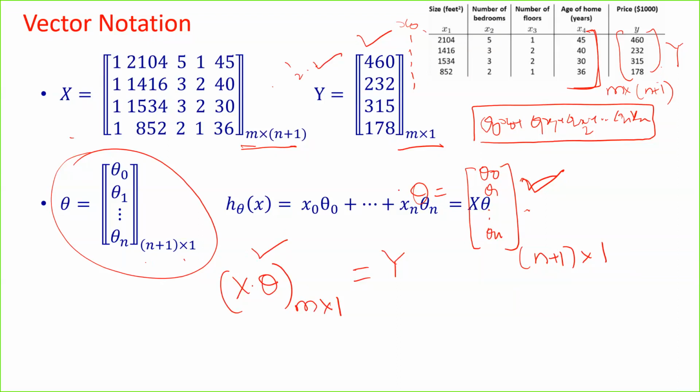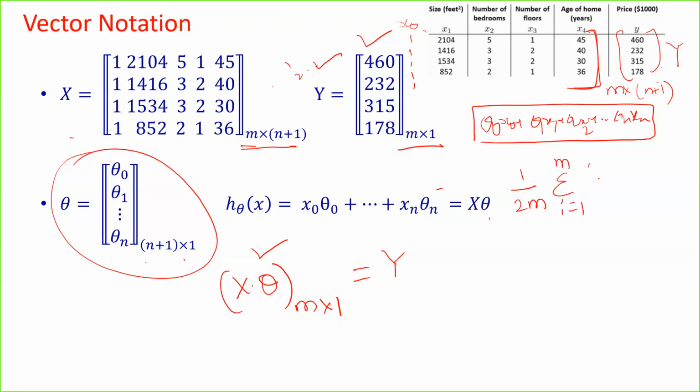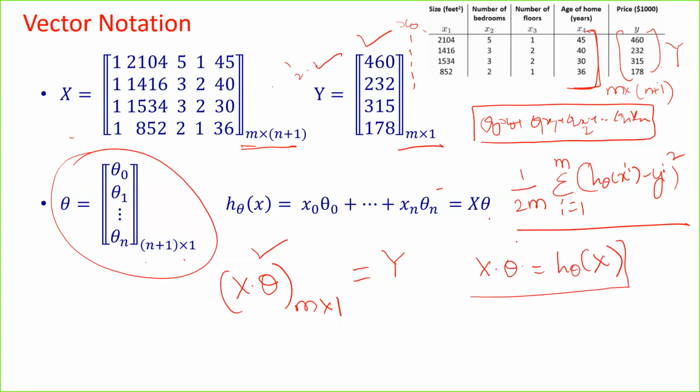Now can you recall the cost function that we are trying to minimize? What was the cost function? 1 by 2m sum over i equal to 1 to m of h theta of xi minus yi, whole square, right? So how to vectorize the implementation of the cost function? Can I say x times theta is equivalent to h theta of x, which is the prediction vector? Right. And y is the actual vector, right?